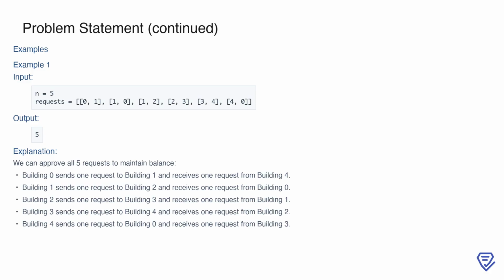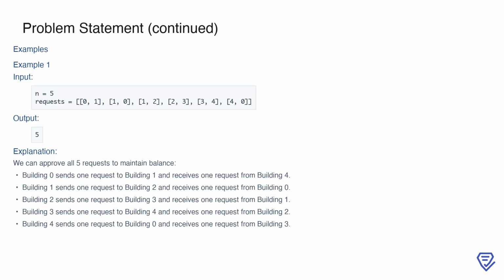Let's look at an example to better understand the problem. Suppose we have 5 buildings and the following requests: [0,1], [1,0], [1,2], [2,3], [3,4], [4,0]. Here, the output is 5, meaning we can approve all 5 requests while maintaining the balance condition. Let's break this down. Building 0 sends a request to Building 1 but also receives one from Building 4, so its net change is 0.